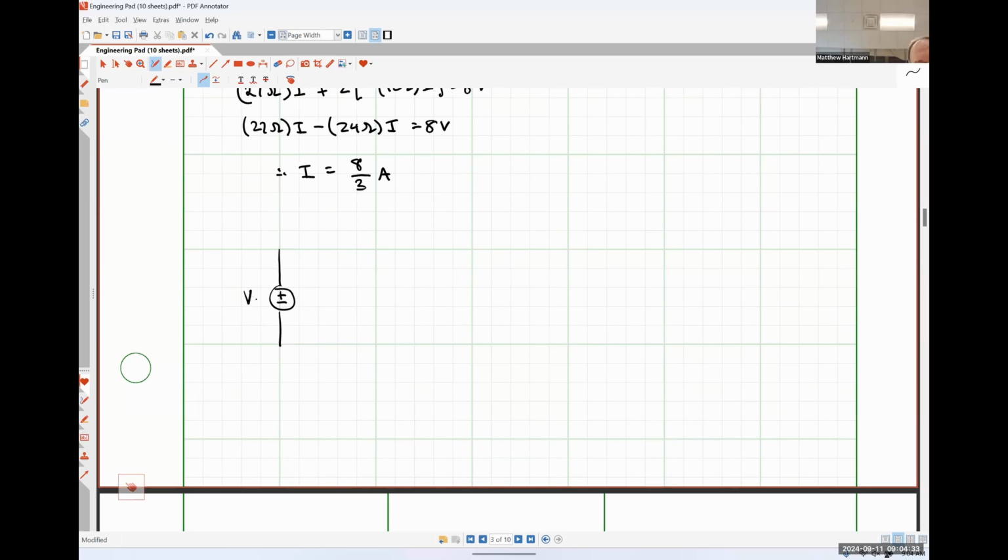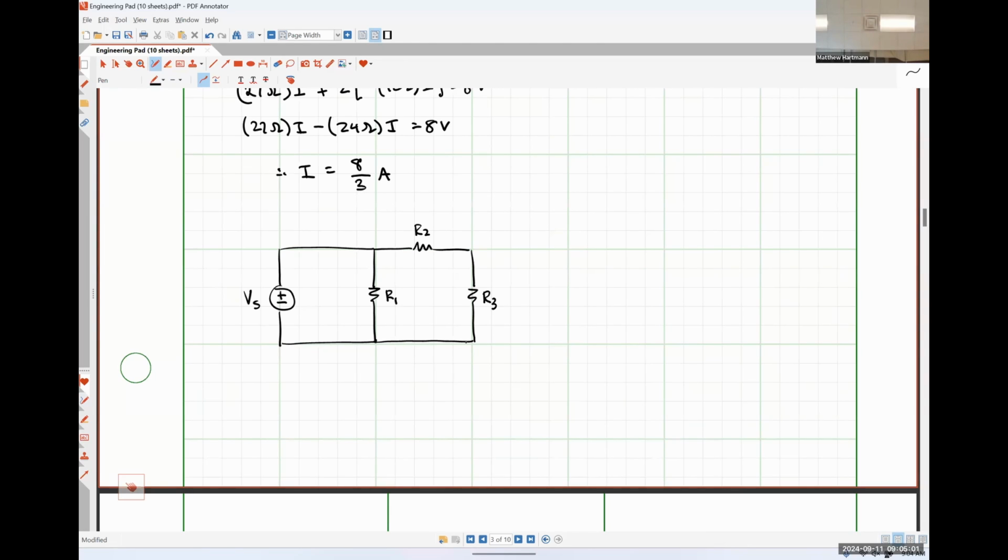where I'm just going to call this a source voltage. This is going to be some resistor R1. Here's some resistor R2. And here's some resistor R3.